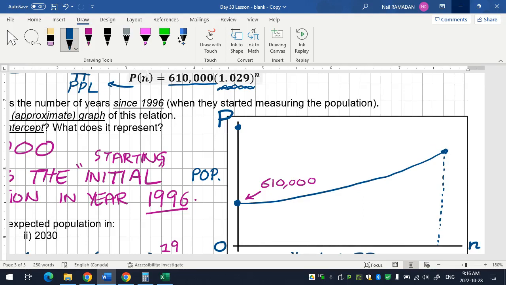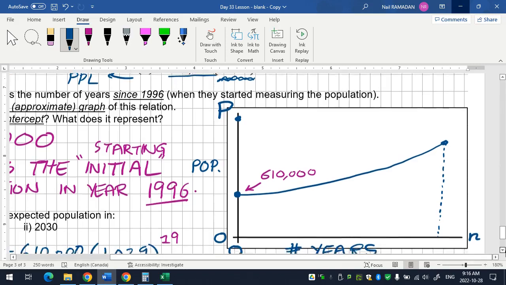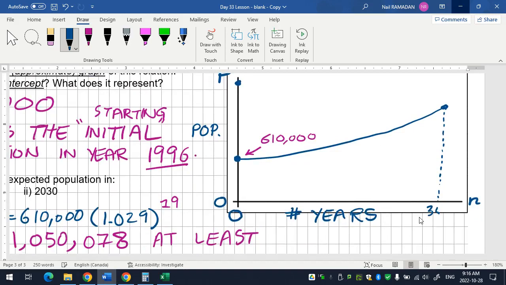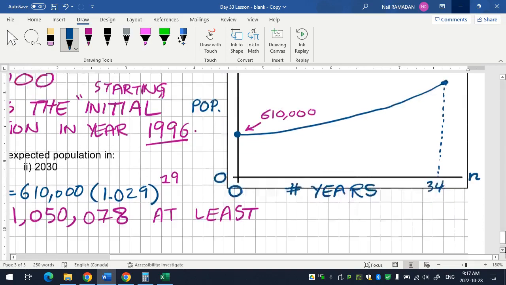Hold on. Do I put 2030? Did we say this is the year or the number of years? How many years is it between 2030 and 1996? If someone was born in 1996, in the year 2030, they would be 34 years old. Thank you. Awesome. It's these little differences that could cost you marks, especially in a multiple choice question.